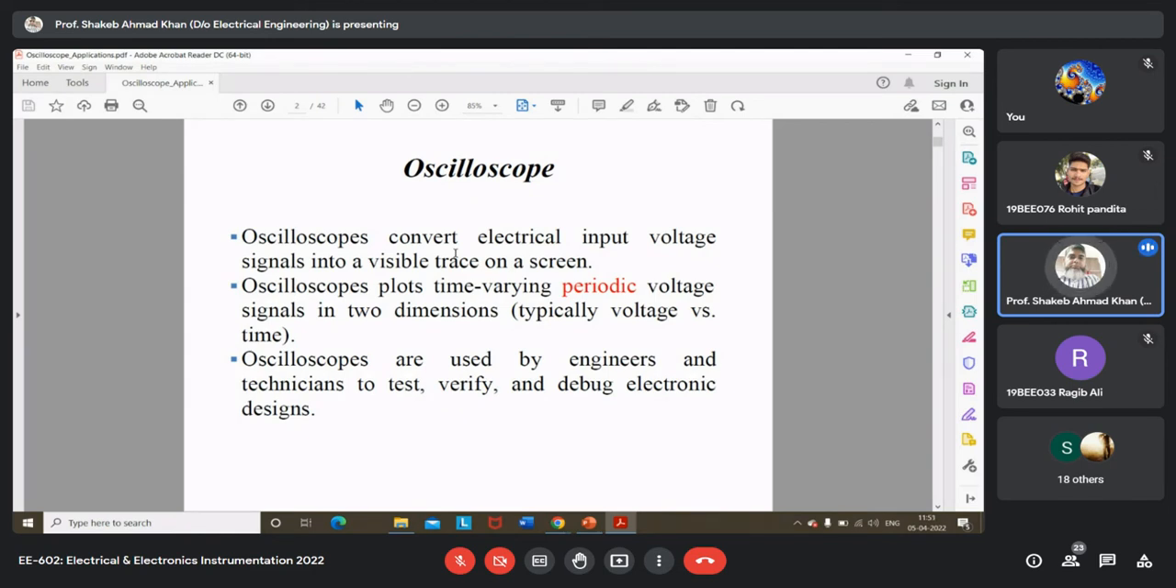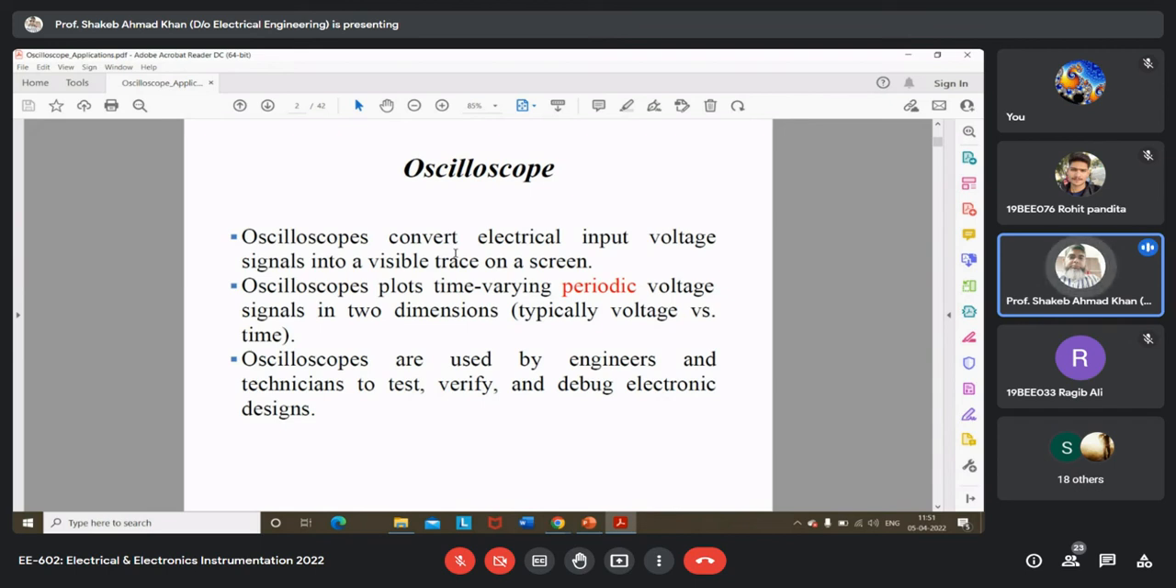Then the oscilloscope plots a time varying periodic voltage. The emphasis is on periodic. It's very important: if it is not periodic, although it will be plotted on the screen, it will not be stable. It is not possible to display a stable non-periodic time varying voltage signal on the oscilloscope screen, because the technology is like that. So the oscilloscope plots the time varying periodic voltage signal in 2 dimensions, typically voltage versus time.